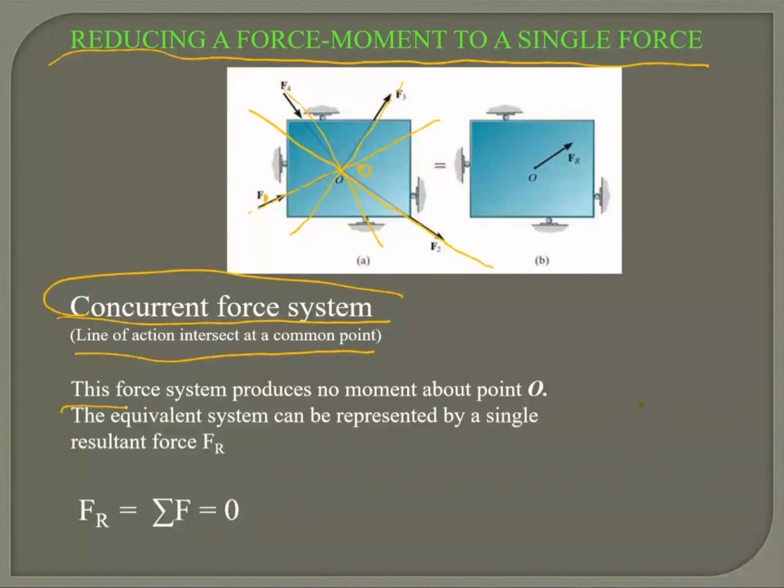It says here, this force system produces no moment about point O, naturally, because there's no perpendicular distance. And the equivalent system can be represented by a single resultant force, that is F. So the sum of all the forces equals F. Remember, if you've got concurrent forces acting on the system, there's no moment.